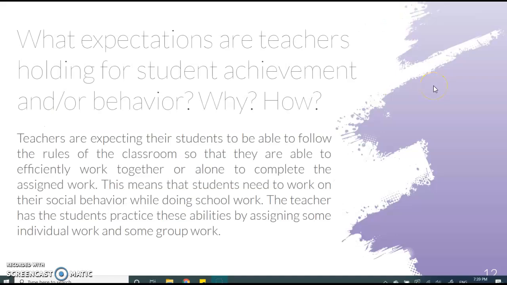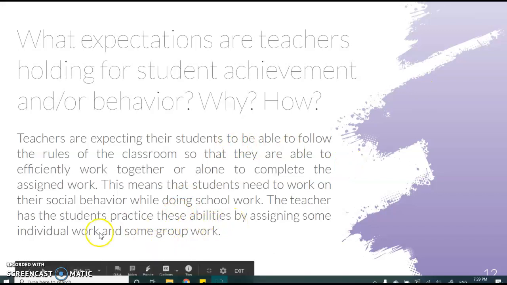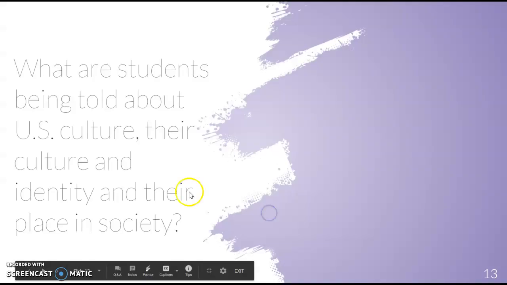The expectations for students by teachers. Students are expected to follow the rules of the classroom so they are able to efficiently work together or alone to complete the assigned work. This means that students have to work on their social behavior while doing their schoolwork. The teacher has students practice these abilities by assigning some of them individual work and some group work.